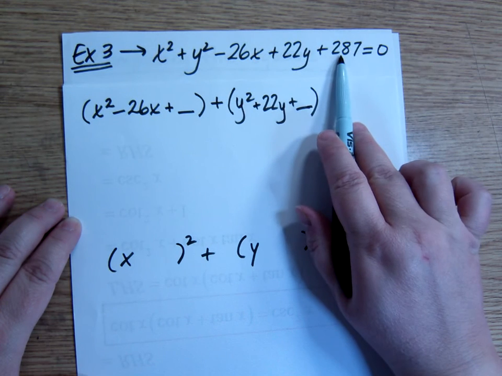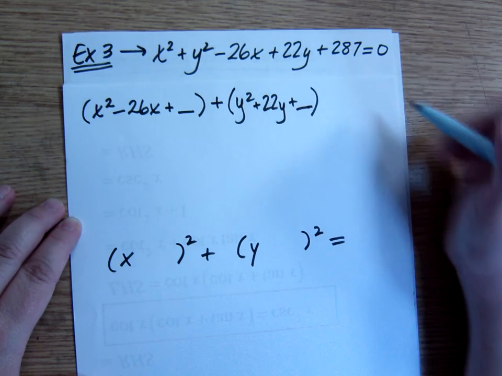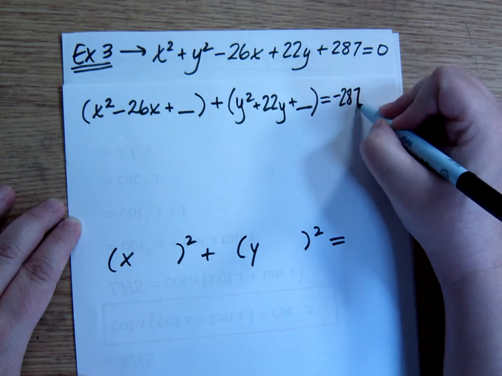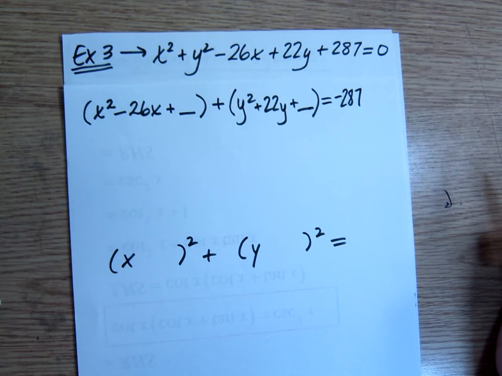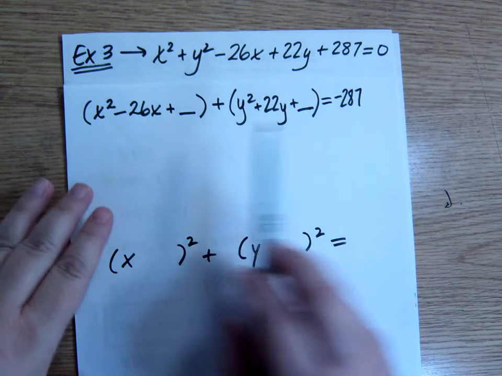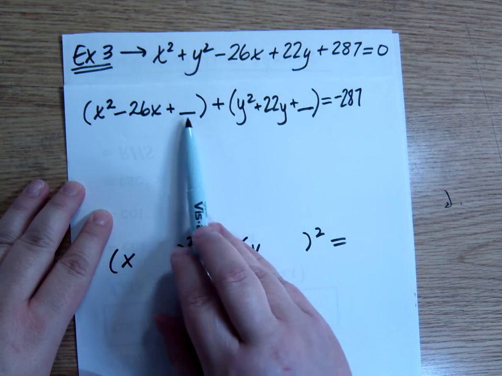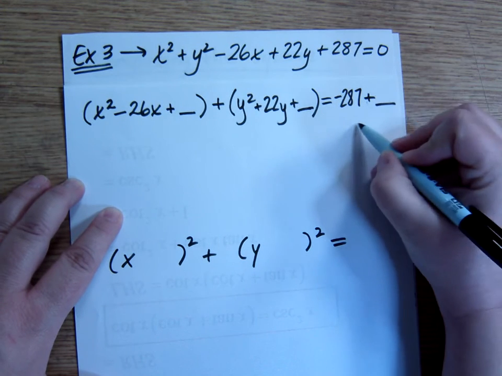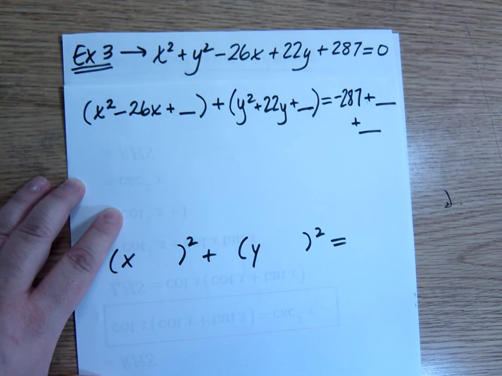Numbers all get moved to the other side. So I'm going to move numbers to the other side, and this is now going to become a negative 287. And remember that to keep an equation balanced, whatever you add on one side, you have to add on the other side. So if I'm going to add something here and something here, I'm going to put two blanks over here to fill in those things that go in those blanks.